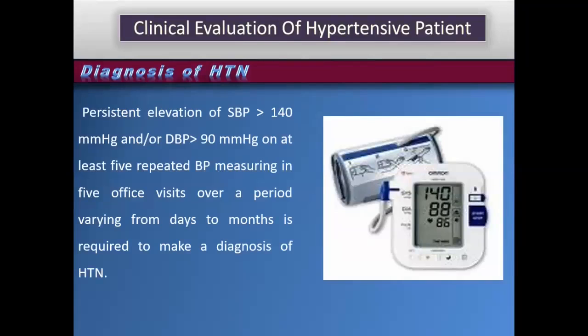Now we come to diagnosis of hypertension. How can I diagnose high blood pressure? If I have persistent elevation of blood pressure, 140/90 or more for 5 repeated measurements in 5 office visits over a period varying from days to months, this can be diagnosing hypertension.